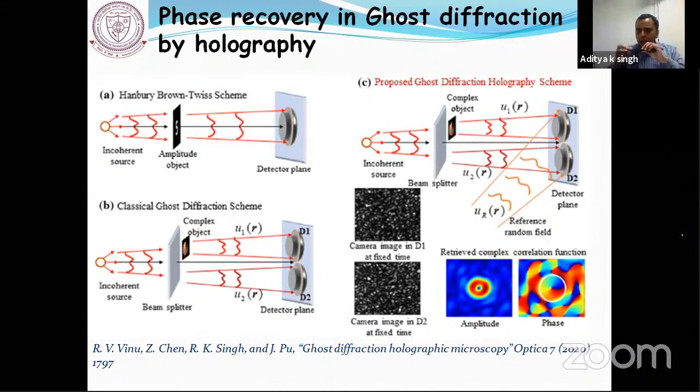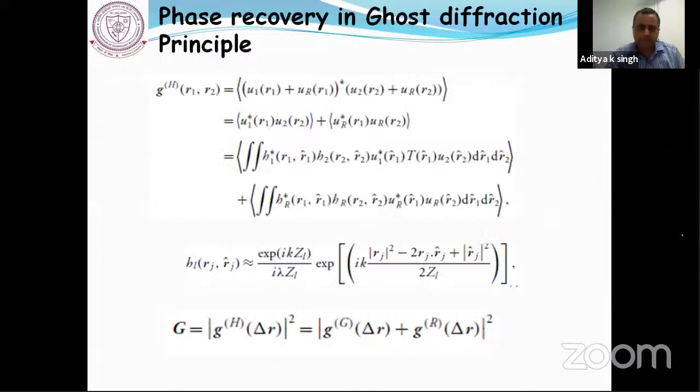The light is detected by a camera which has a large number of pixels. One camera is here, the other camera is here. I fix the center pixel of this camera and correlate it with the other camera's intensity values, and then take the spatial averaging, meaning I move in space and do the averaging. This offers you the complete complex field from only two intensity patterns. No need to do the integration.